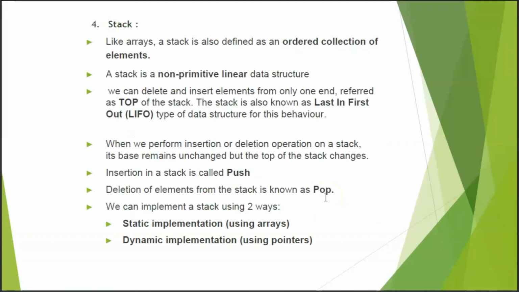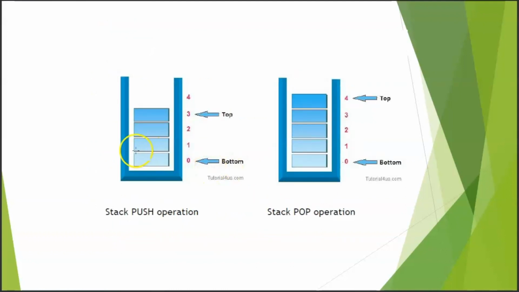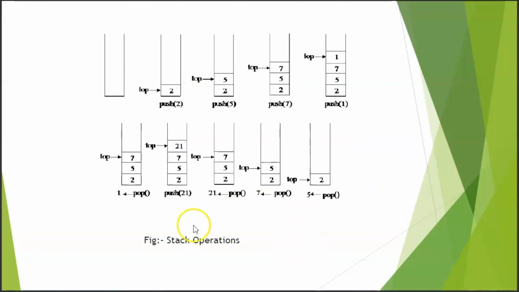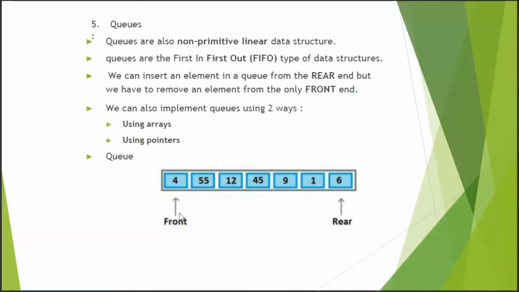Stack. What is meant by a stack? Like an array, a stack is also defined as an ordered collection of elements. A stack is a non-primitive linear data structure. It is implemented in two ways: static implementation and dynamic implementation. These are the push operation and pop operation in the stack. This is the bottom and this is the top. These are examples of stack operations, which you should discuss.